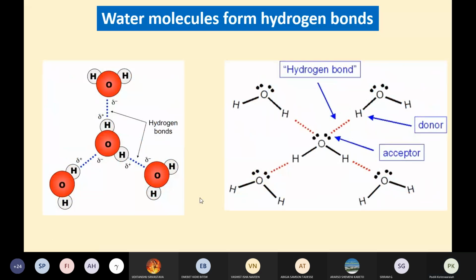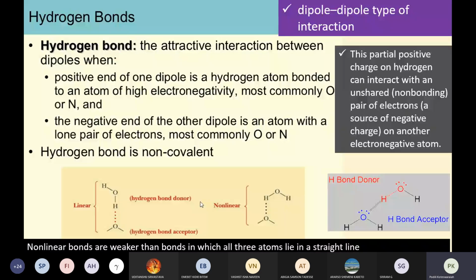Then coming to water molecules, as I already said at the beginning itself, the water molecule has an exceptional capacity for forming hydrogen bonds. So you can see here, we know what a hydrogen bond is. That is an interaction between dipoles, where the positive end of one dipole interacts with the negative end of another dipole.